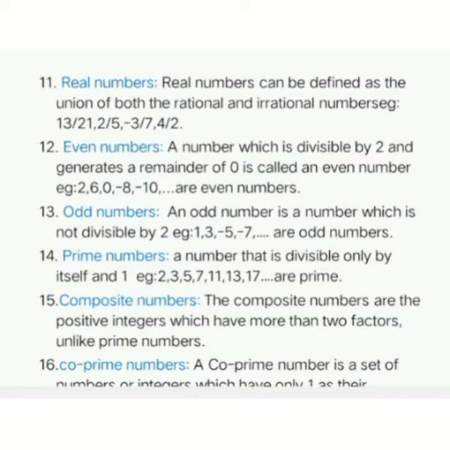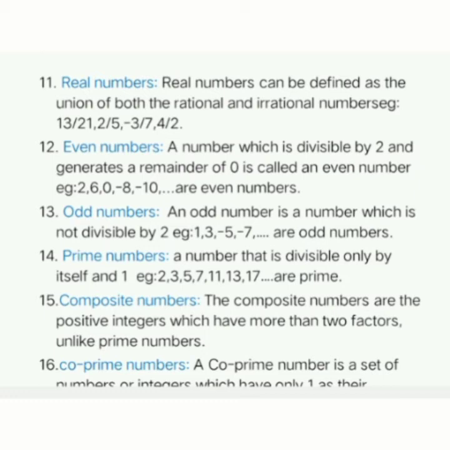Even numbers: any integer that can be divided exactly by 2. For example, 2, 6, 0, minus 8, minus 10 are exactly divisible by 2 and are known as even numbers. Odd numbers: an integer that cannot be divided exactly by 2 is an odd number. That means 1, 3, minus 5, minus 7 and so on are odd numbers.